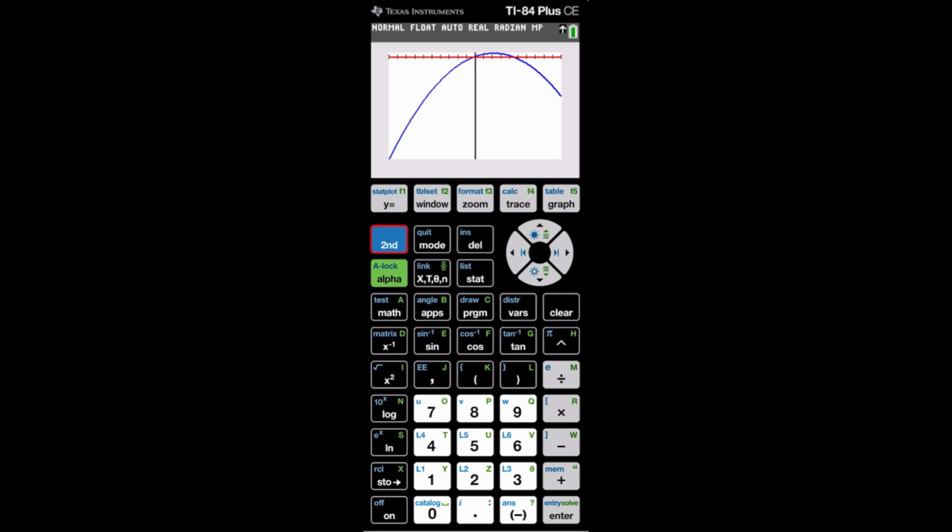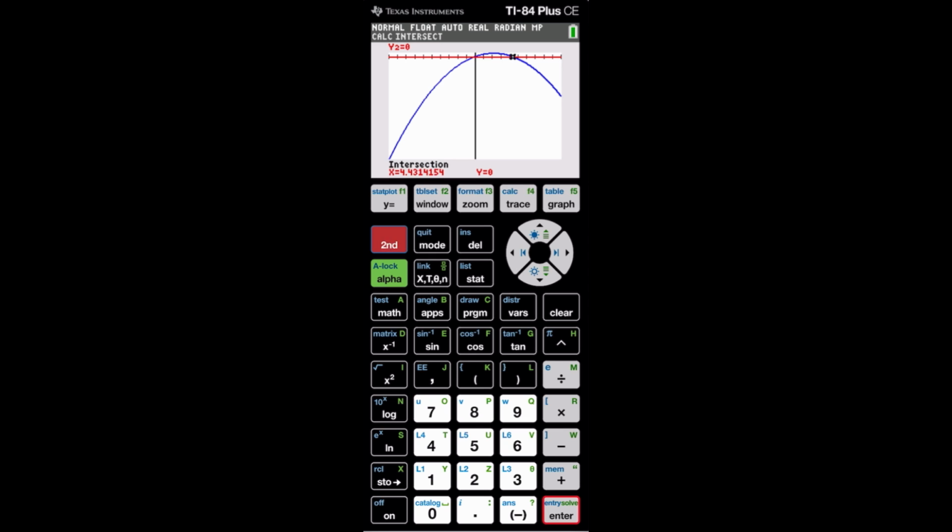So I'm going to go to second, trace. I'm going to go to option 5, which is intersect. I'm going to head on over to this other point right here, and I'm going to press enter 3 times, okay? And the intersection is going to be 4.43.